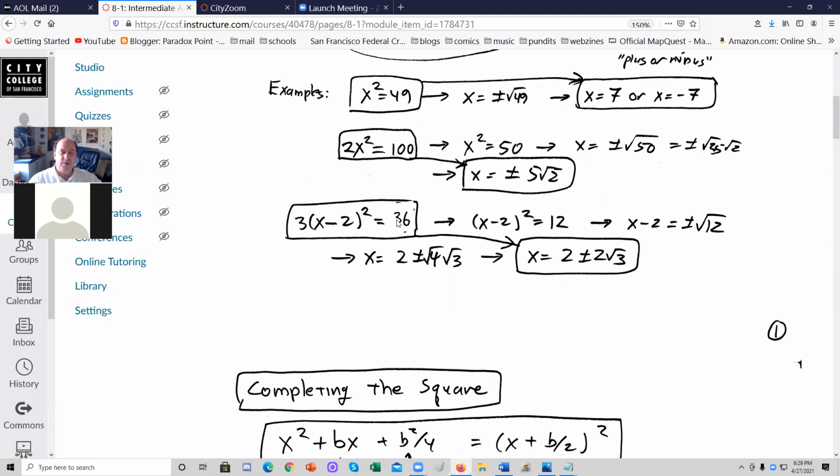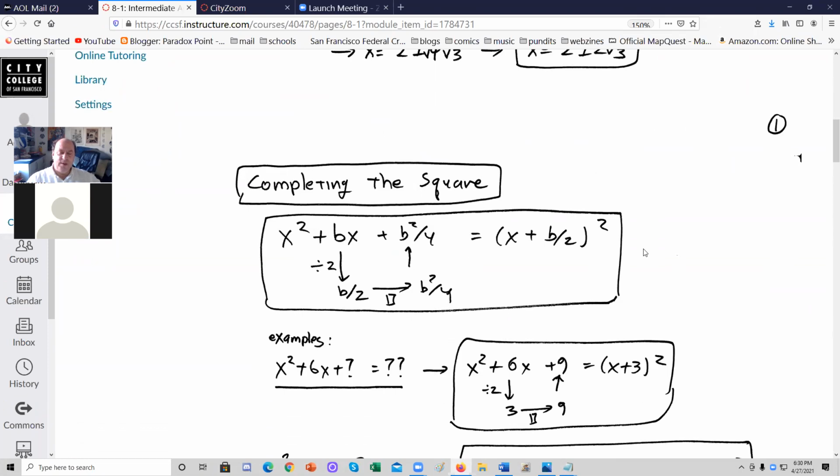Here, this is a little more complicated. 3 times (x minus 2) squared equals 36. Now we have this square, but there's this 3 in the way. So the first thing you must do is divide by 3. So (x minus 2) all squared equals 12. Now we do the square root solution. x minus 2 is plus or minus root 12. And then transpose the 2. x is 2 plus or minus root 12, but 12 is 4 times 3. So x is 2 plus or minus root 4 root 3, and root 4 is 2. So x is 2 plus or minus 2 root 3, and there's that answer.